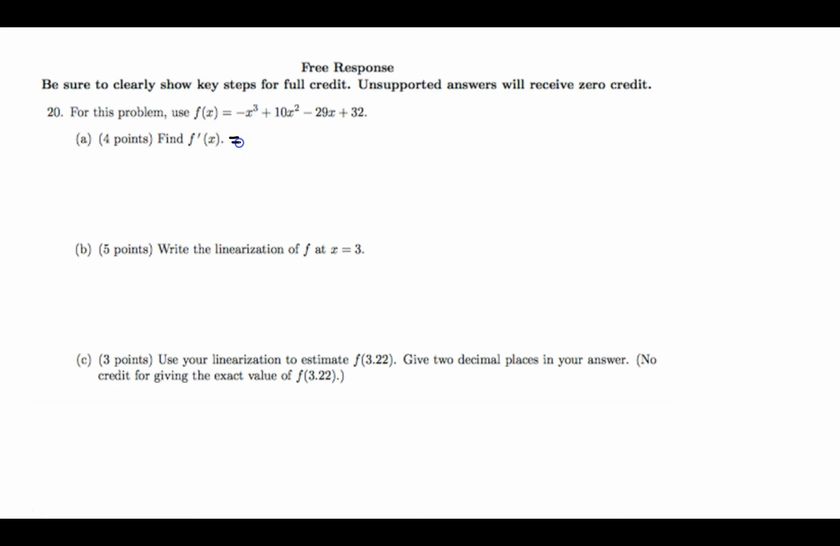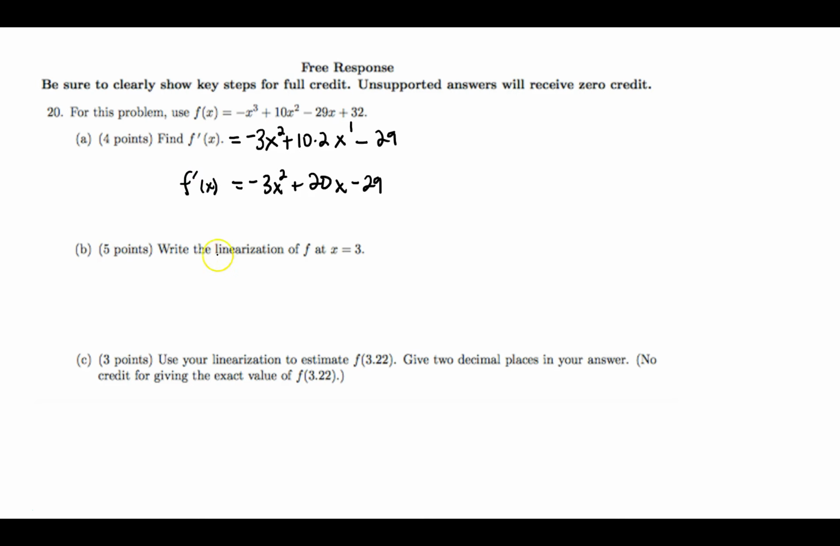So the derivative would be: keep the -1 essentially, bring down the 3, take x to the 2. Keep the 10, bring down the 2, take x to the 1. And then we have a negative 29, which is the derivative of -29x. 32's derivative is 0. And so this derivative in its most simplified form is -3x squared plus 20x minus 29. That is the derivative at any value of x.